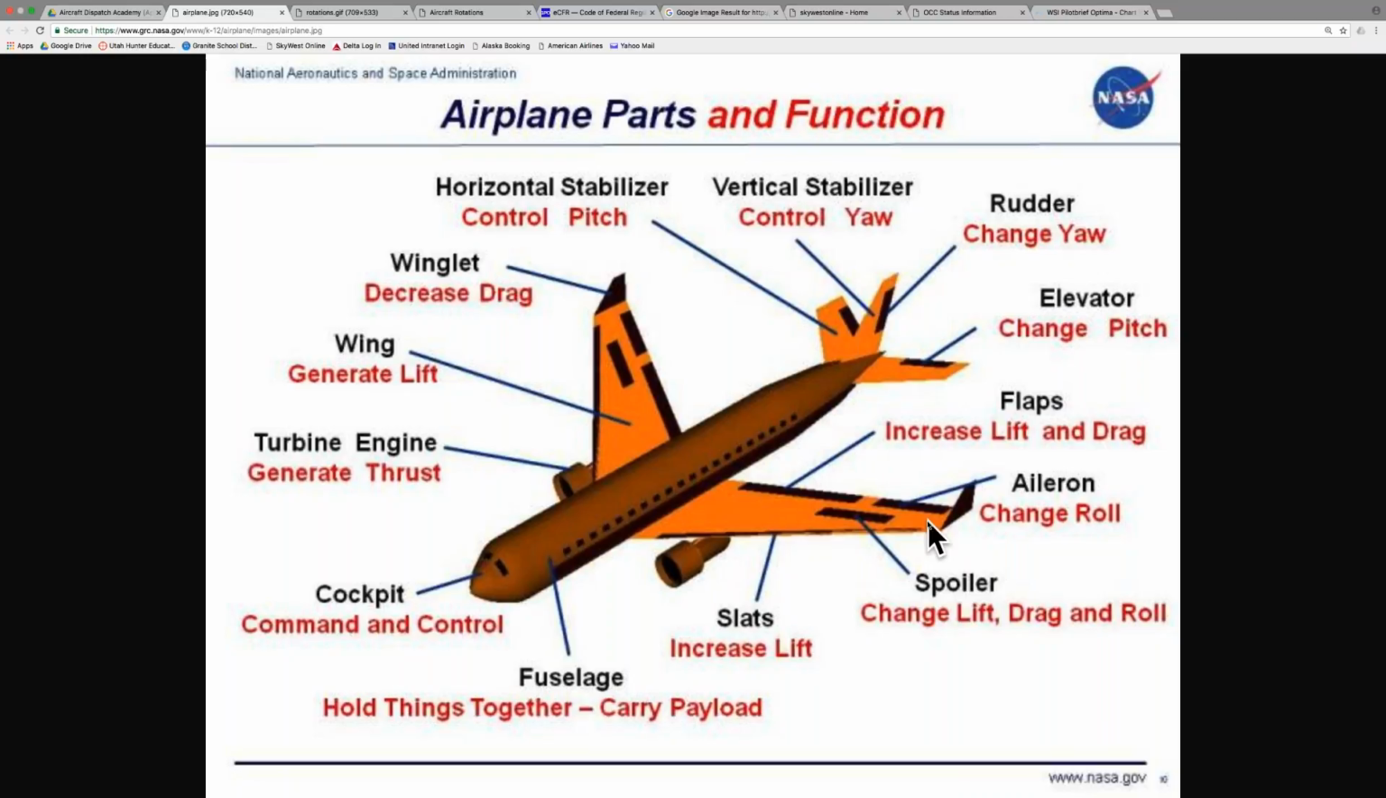So that's kind of a quick, down and dirty introduction to an airplane. Those are your primary flight controls: aileron, elevators, and your rudder. Those are primary flight controls that you'll see on every single airplane you ever look at.